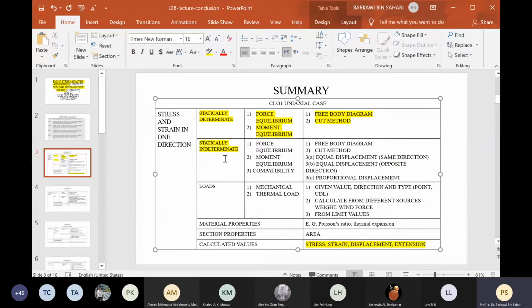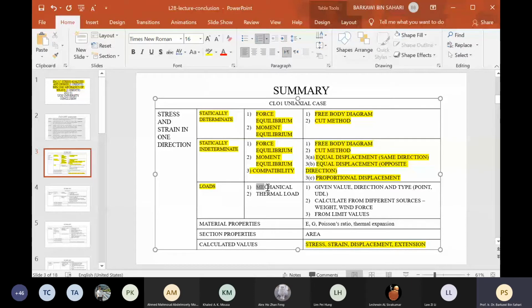We also have another type, statically indeterminate. You still need force and moment equilibrium, but you need compatibility. So this is an additional tool basically. And you still use the free body diagram by the cutting method, but to apply compatibility, these are the situations that you have to look for. Equal displacement in the same direction, there's one possible case. Equal displacement in opposite direction, I think we have a few cases on that one, or the proportional displacement type. So you should be able to recognize, given a certain diagram, whether it belongs to statically determinate or statically indeterminate. Loads, okay. I'll give some examples on this later.